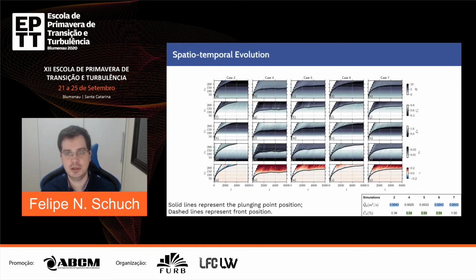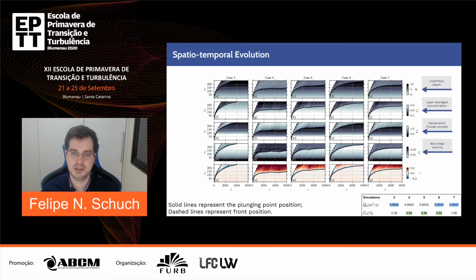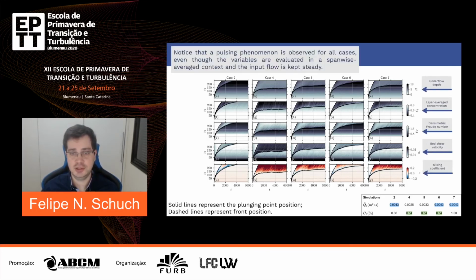And this figure summarizes what we saw in the movie. It presents underflow depth, concentration, the sediment Froude number, bed shear stress, and mixing coefficient. A good point is that a pulsing phenomenon is observed for all cases, even though the variables are evaluated in a span-wise average context and the input flow was kept constant. So we see a pulsing phenomenon in all the figures.